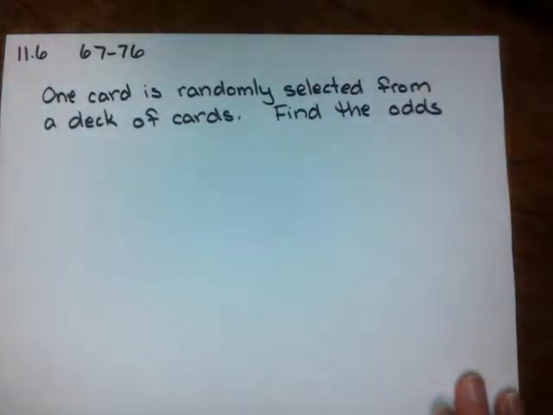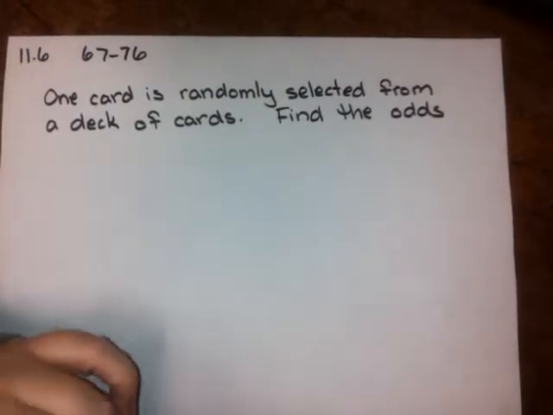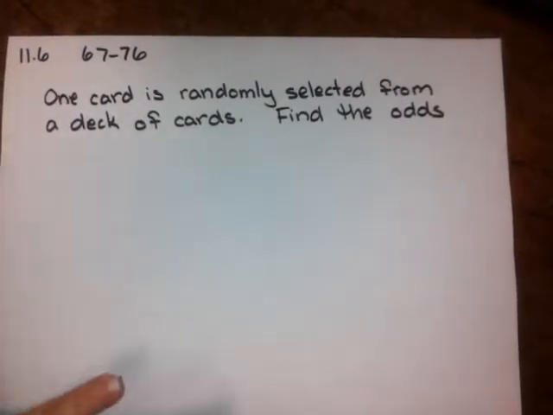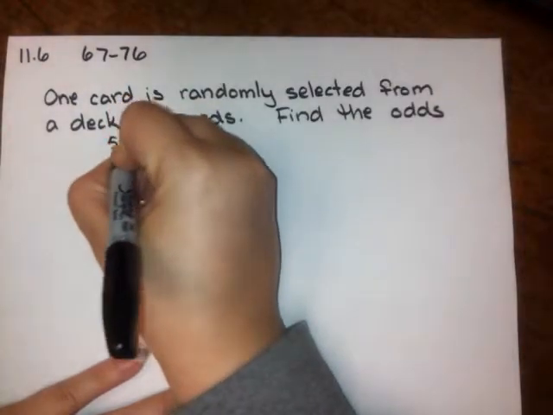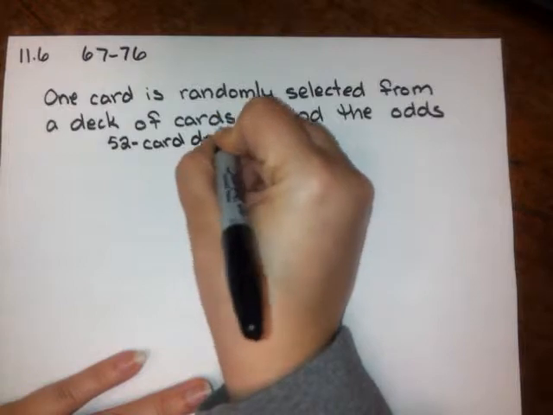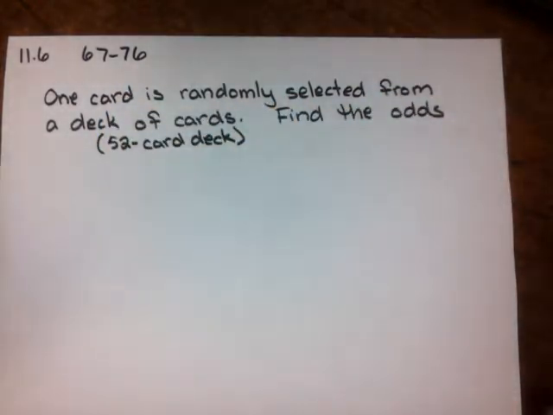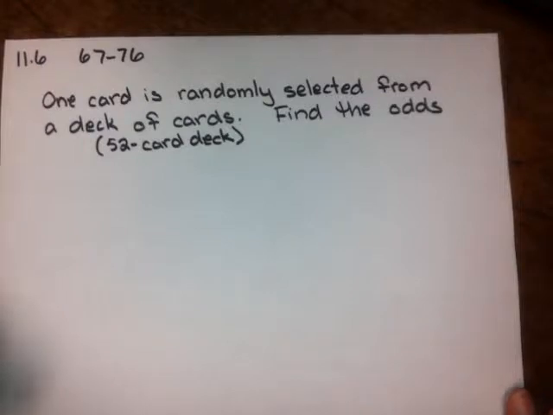Okay, we're going to look at questions 67 through 76 from section 11.6. These are questions where we're drawing one card randomly from a deck of cards. That's a 52 card deck of cards, just to be absolutely clear what we're talking about there. So they want us to find odds in favor and odds against several different things happening.